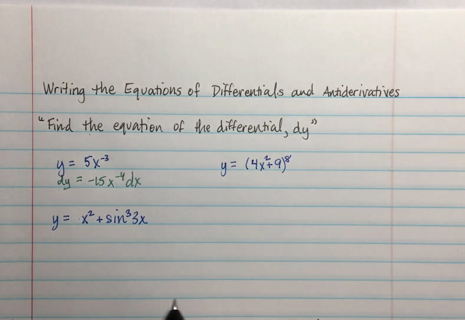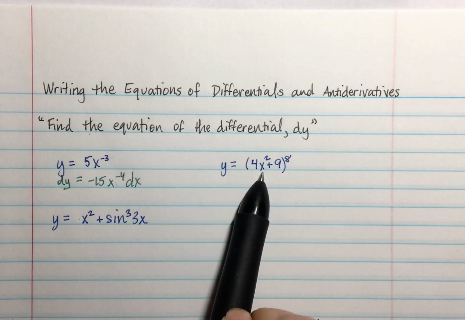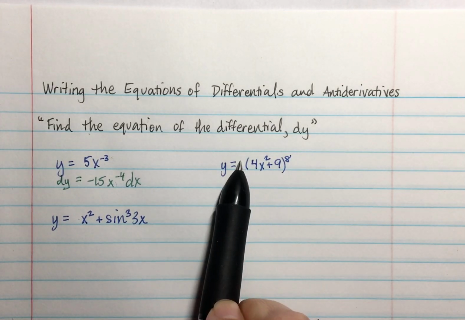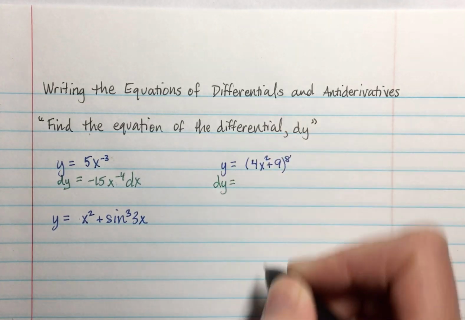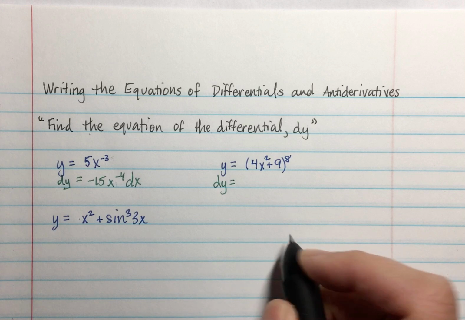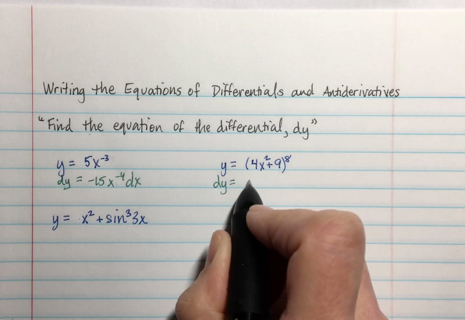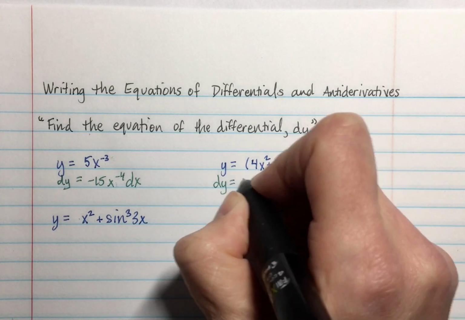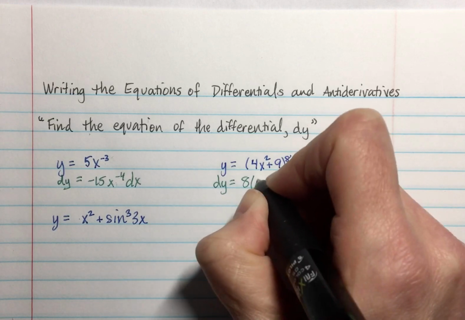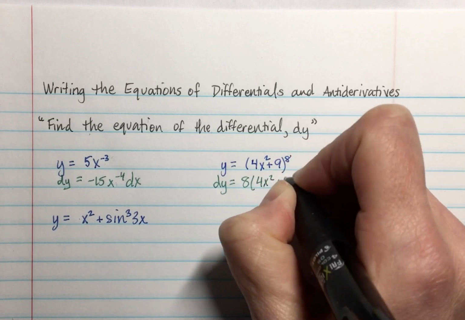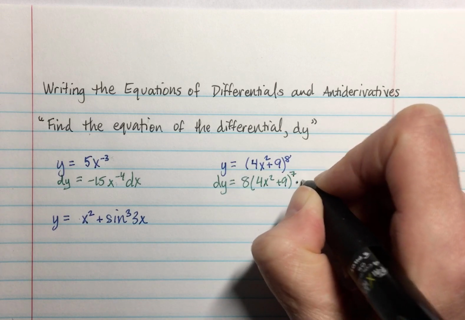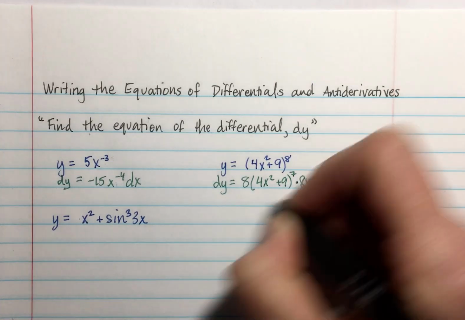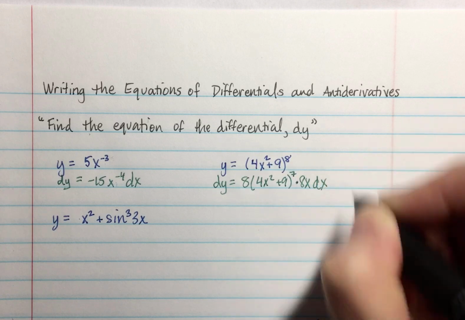So let's look at another one. If we have y equals 4x squared plus 9 in parentheses to the 8th, so dy. This is really great derivative practice, by the way. You might have noticed that. And the chain rule won't go away. Derivative of the outside, so we have 8, keep the inside the same, (4x squared plus 9) to the 7th, times derivative of the inside, so we have times 8x, and then dx.